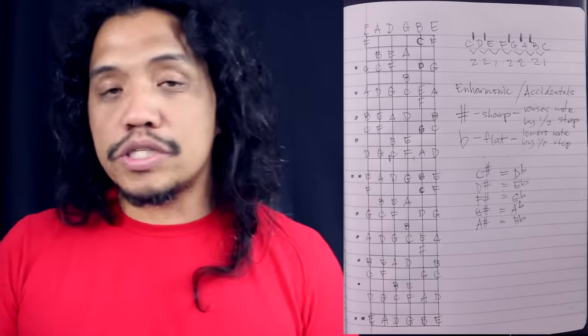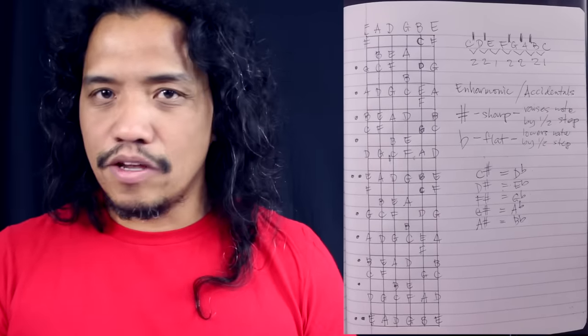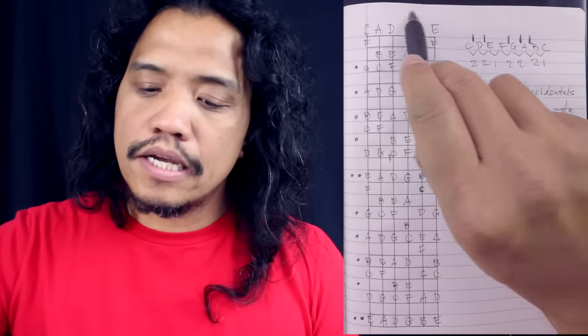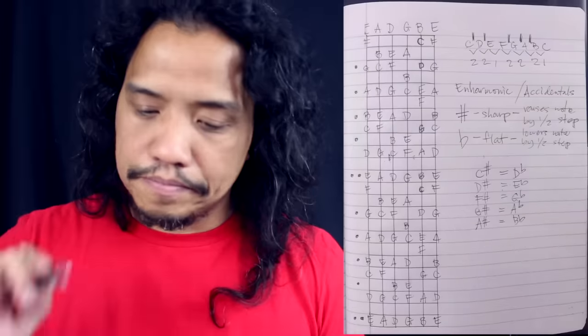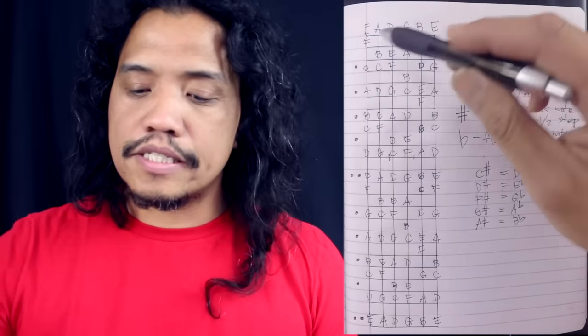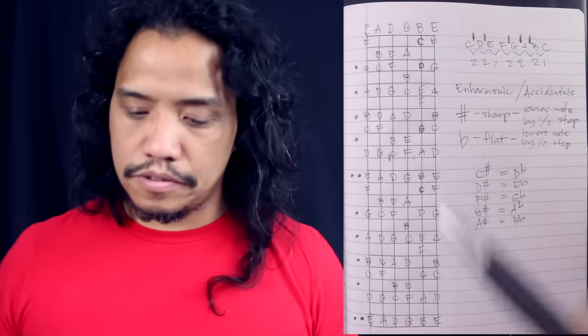Now, your most obvious landmark is the open strings. So E, A, D, G, B, E. Start by memorizing what your open string notes are. And that will take care of the notes on the first three frets. So you can easily count up to these notes, right?